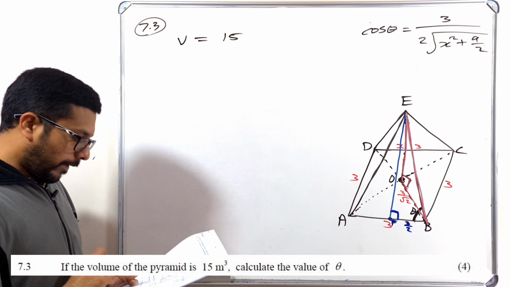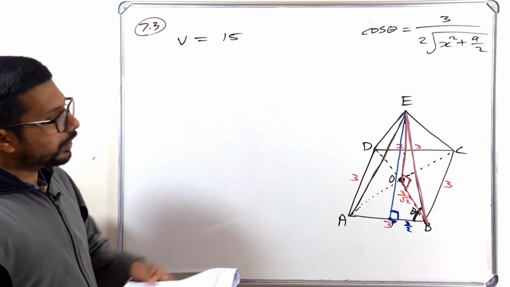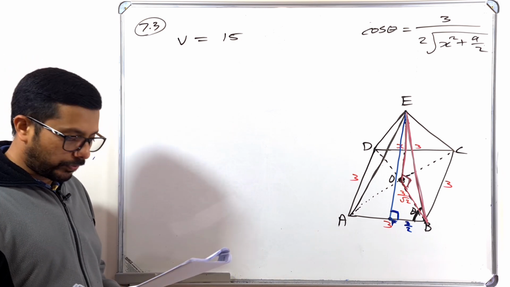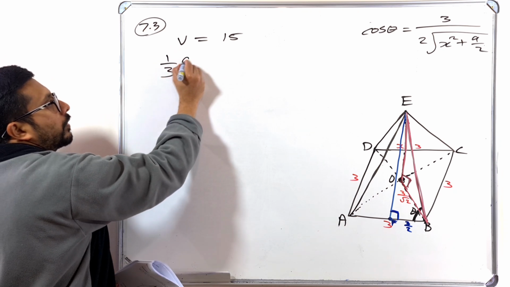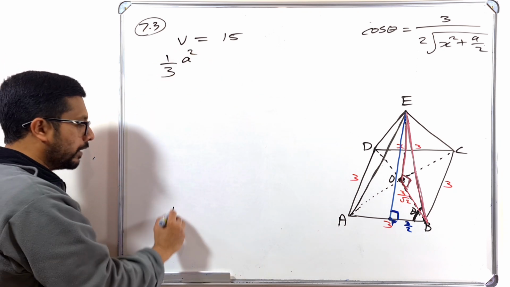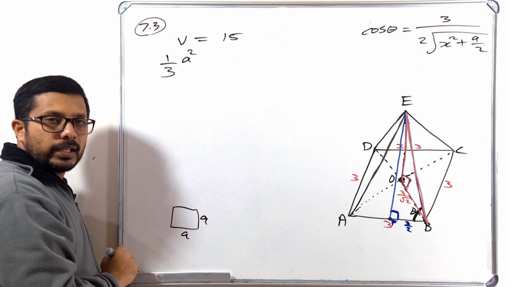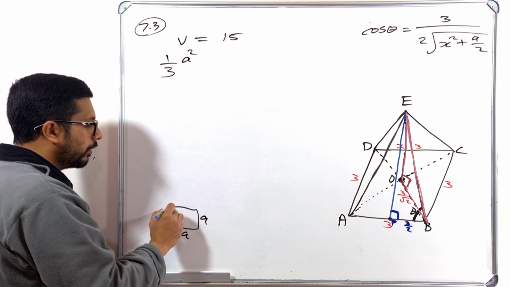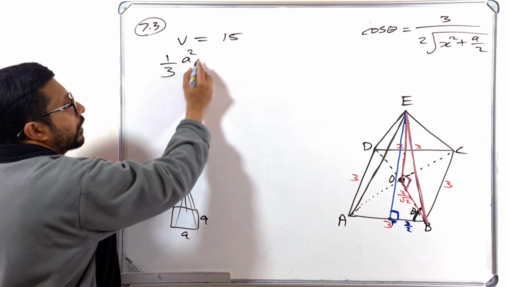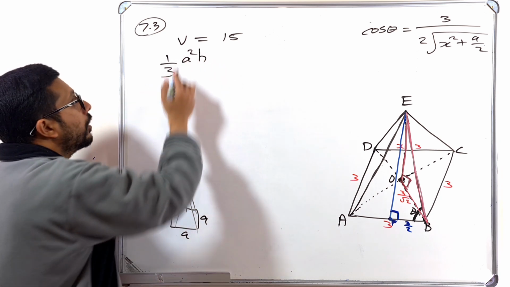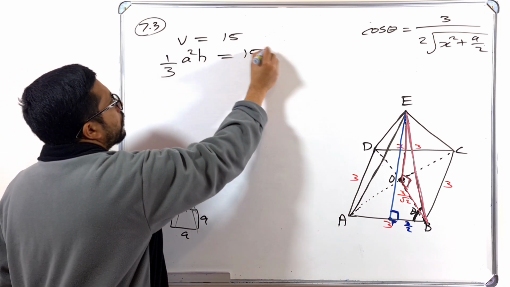Okay. Now if it is like that, what is the value of theta? That is a question. So in the case of a pyramid, what is the formula to find the volume? Volume is 1 over 3. You have to know that equation. Square pyramid, that means base, if one side is A, the other side is also A. So what is the area? A square. Then since it is a pyramid, you have to multiply with the height. That means 1 over 3 A square H. That is a formula to find the volume of a square pyramid. Now that is equal to 15.